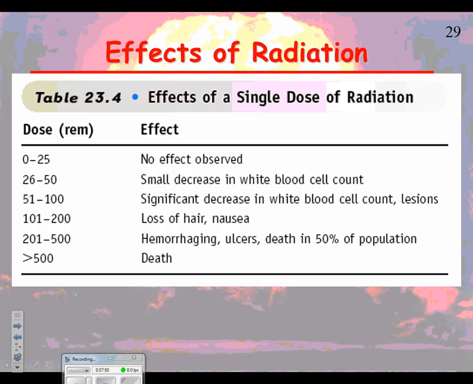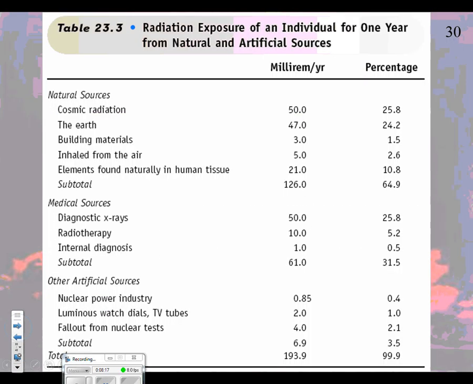If they go past this and get up into the 201 to 500, this is where you get hemorrhaging, ulcers, death in 50% of the population. This is what happened at Hiroshima. Okay, as they got out, they had too much. And then you get above 500. That's what happened when the pilots flew over Chernobyl. They got this big dose all at once. By the time they landed, not much they could do. They were really sick and died.